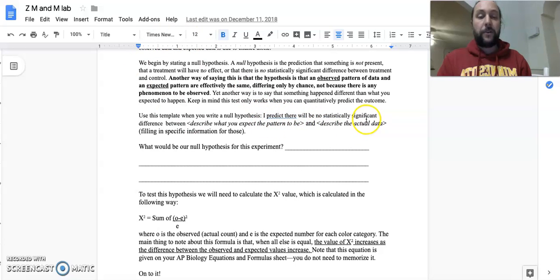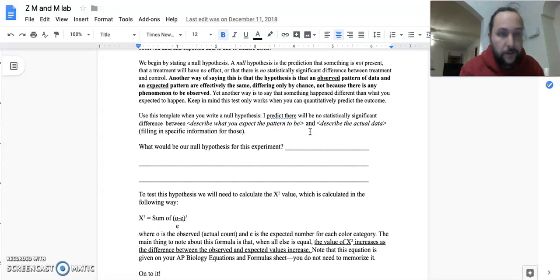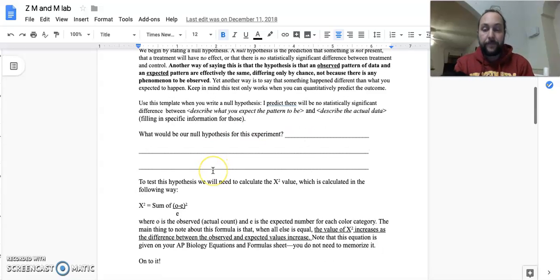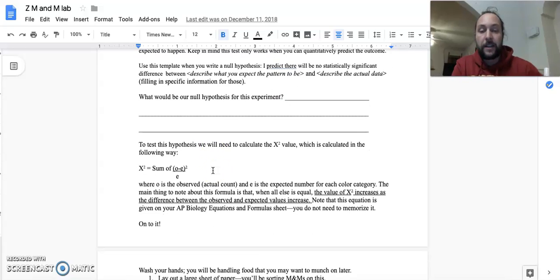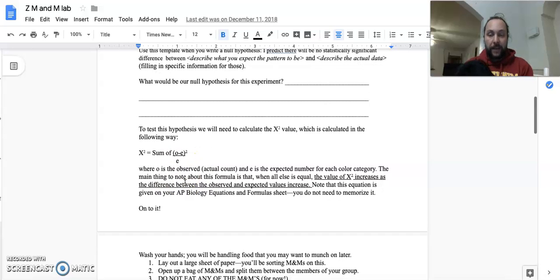I predict there will be no statistically significant difference between the colors. Okay, that's what you expect them to be versus the actual data, right? So to test the hypothesis, we do a calculation called a chi-square analysis. And this is the chi-squared calculation. It's the sum of the observed minus the expected, squared, divided by the expected value.